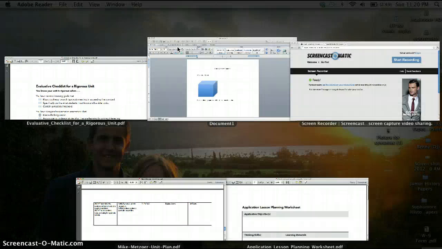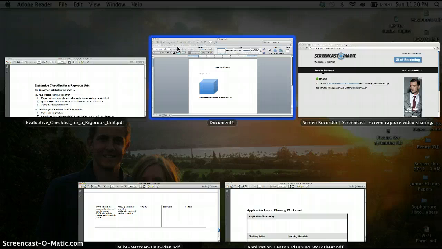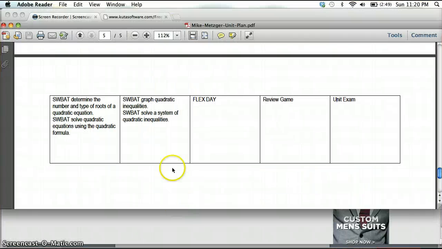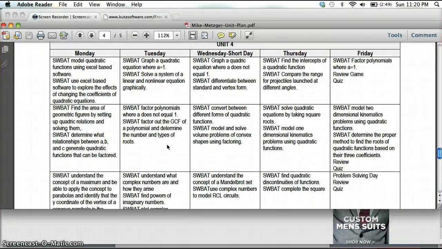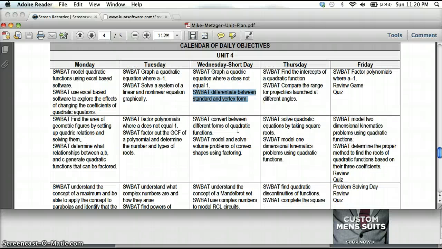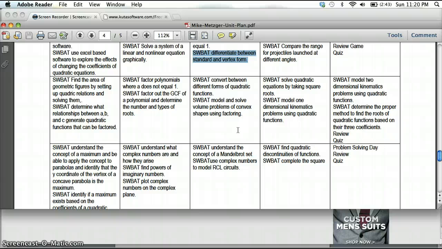So let's show an example of this. Now, if I'm going to pick an example, if I want students to differentiate between standard and vertex form, that's pretty simple. Let's pick another one. Students will be able to complete the square.